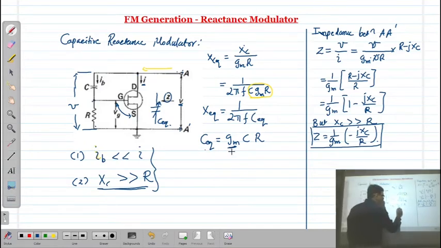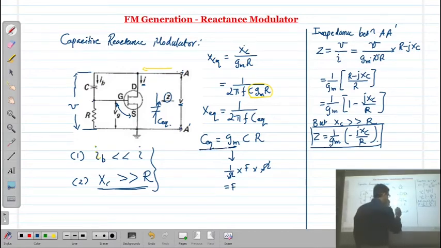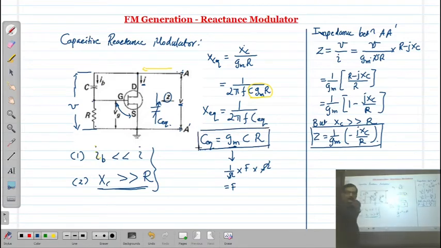Here, what is the unit of the Gm? It is 1 upon ohm. What is the unit of the capacitor? Farad. What is the unit of resistance? Ohm. So this is cancelled, and here the unit is a Farad. Means the Gm into CR is representing a capacitance. That is the equivalent capacitance present between the point A and A dash.